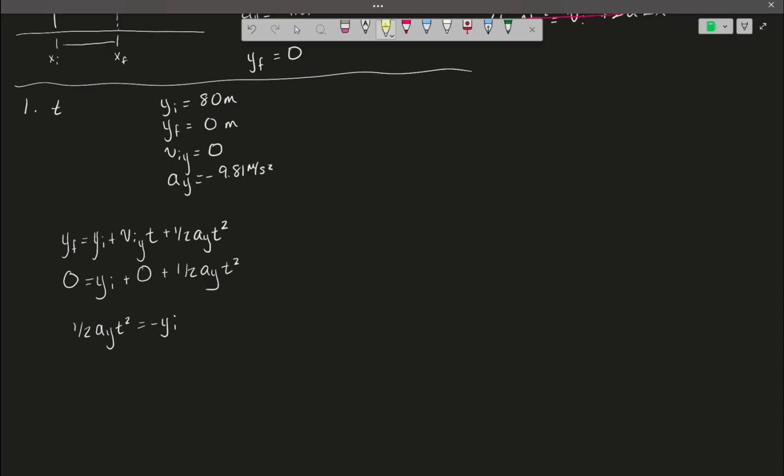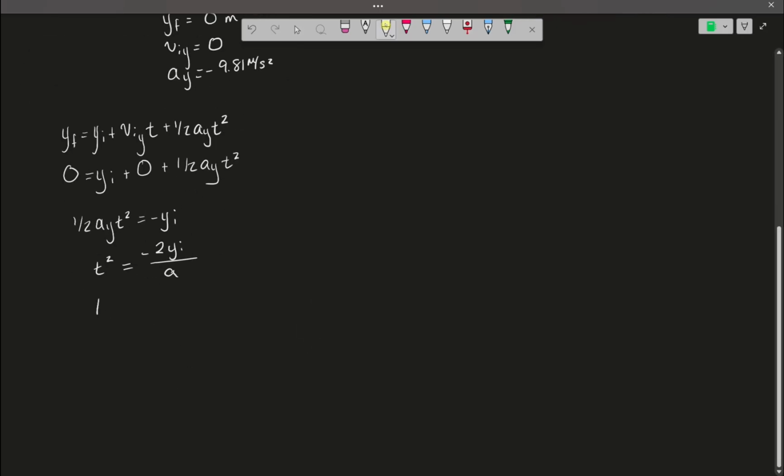Now I need to get time by itself. So we will have that time squared is equal to -2 y initial divided by acceleration. I need to take the square root, and whenever I take the square root, I need to have this plus or minus.